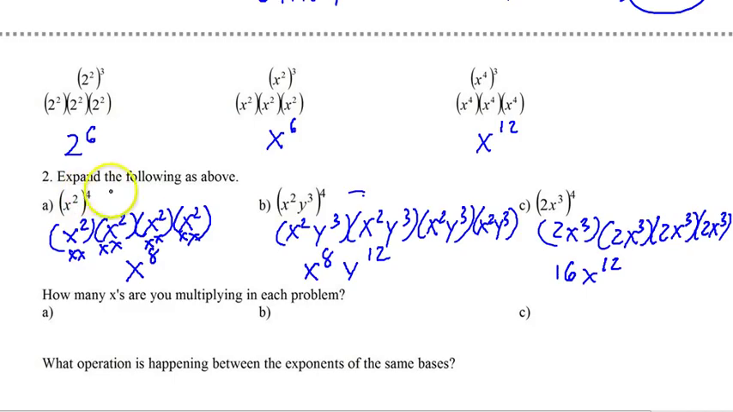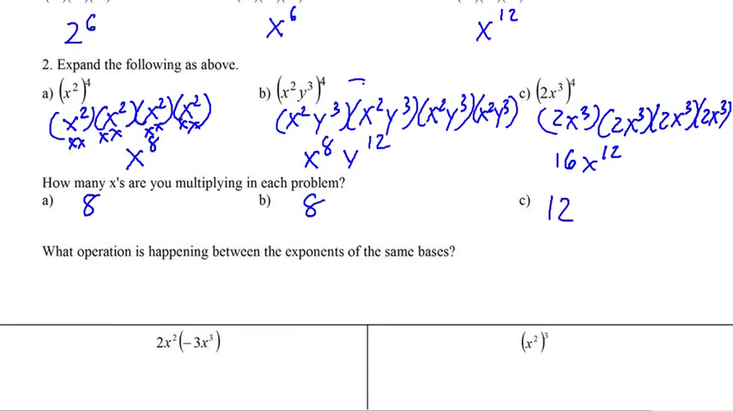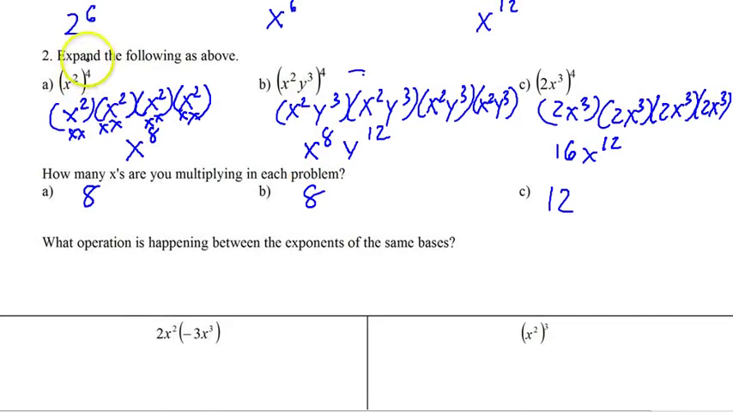Okay. So if you look at our starting problem, we had x squared to the power of 4, and we got x to the 8. We had x squared to the power of 4, we got x to the 8. And then x cubed to the power of 4, we got x to the 12, with the other stuff added in. So how many x's are you multiplying in each? So we have 8, 8, and 12. So what operation will give you that? So 2 times 4 is what? 8. It's multiplication, I just told you. Multiplication.